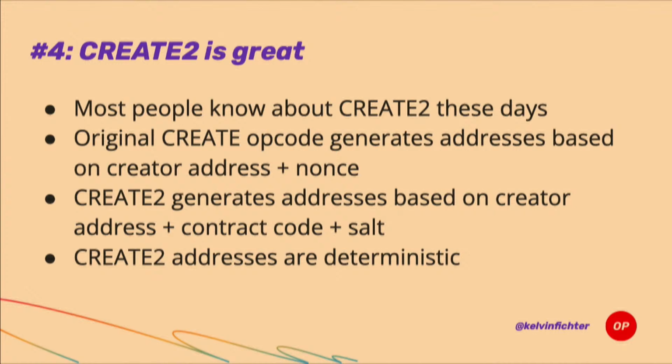The original CREATE opcode, as it says here, generates addresses based on the creator address and the creator's nonce. But CREATE2 generates addresses based on the creator's address, the contract code, and the salt, which means that they're basically deterministic, and it doesn't depend on what chain you're on. You can deploy the same contract to every single chain, which is really important, especially in the multi-chain world. You don't want a situation where two contracts can exist on different networks at the same address, but have different code that can be damaging. So use it.